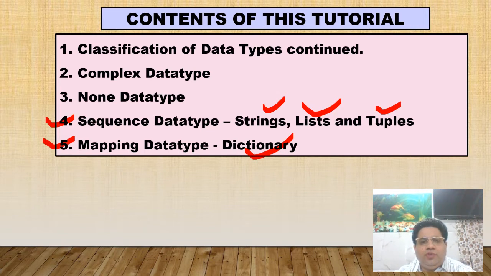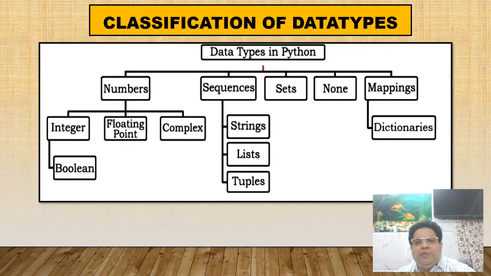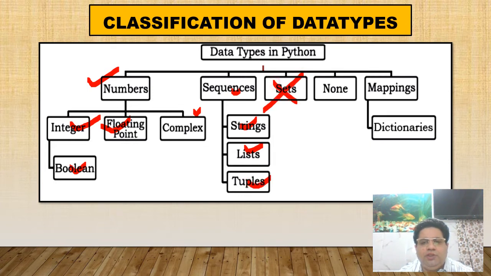Okay. So let's start with the classification of data types. As we have studied in the previous tutorial, Python data types can be classified as follows. We have studied numbers, integer, floating point and boolean. Today we will study complex, sequence, string, list, tuple. Sets is not in your syllabus. Then we will study none and in mapping we will study dictionaries. Only the introductory part. So let's start with the complex data type.